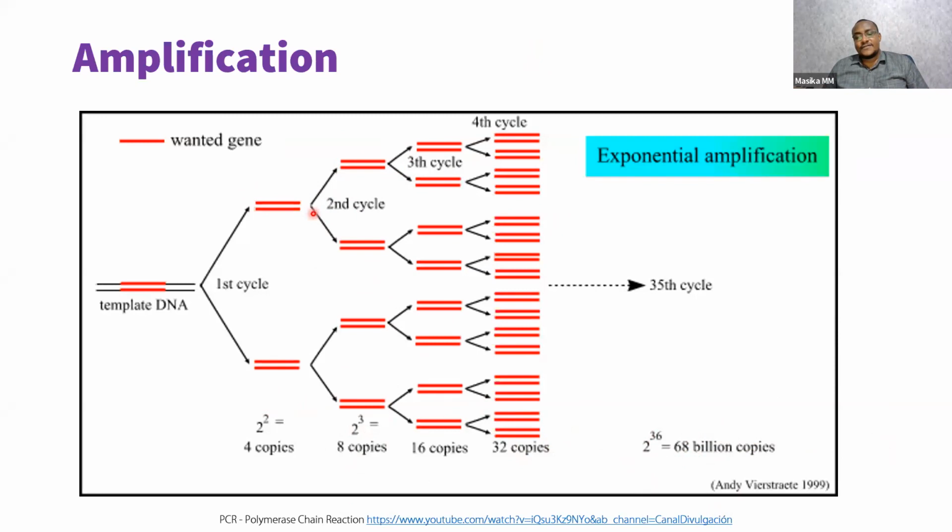And the conditions for each are repeated. The denaturation, which is separating the 2 strands, annealing, which is attaching the primers, and extension, which is the polymerase copying the strands. This is done many times, over and over, until 35, 40 cycles to make copies.